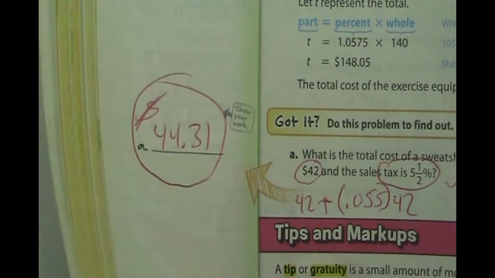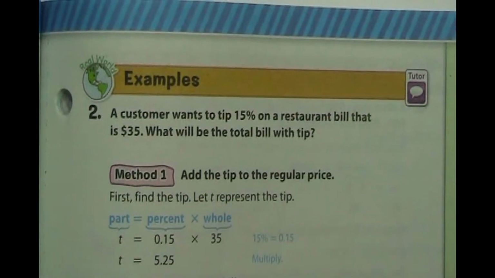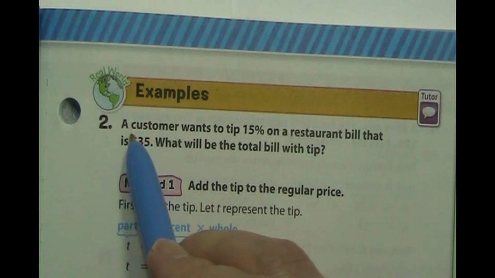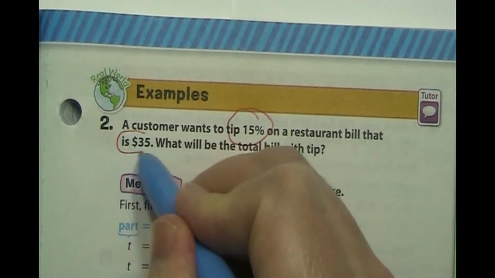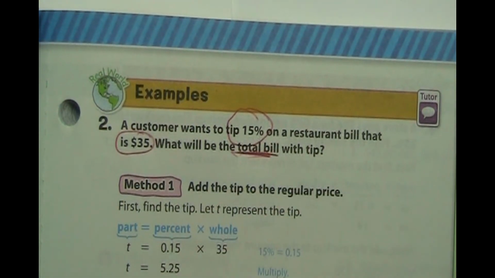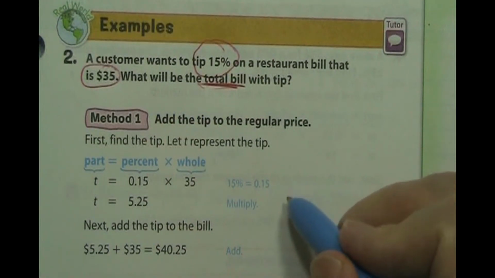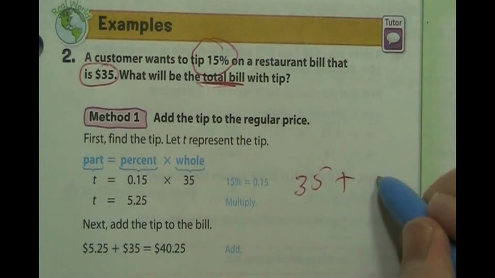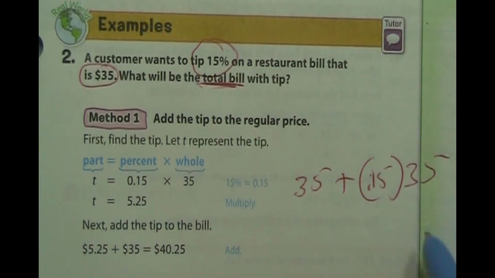Okay, turn to the next page, slide over. Number 2 example, it says a customer wants to give a 15% tip, and the bill is for $35. Notice it says, what's the total bill, the total cost? Two methods of doing that. One method is you have the cost, $35, plus 15%. That's 0.15 of $35.